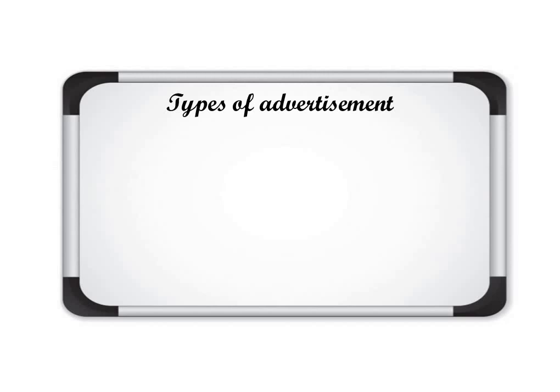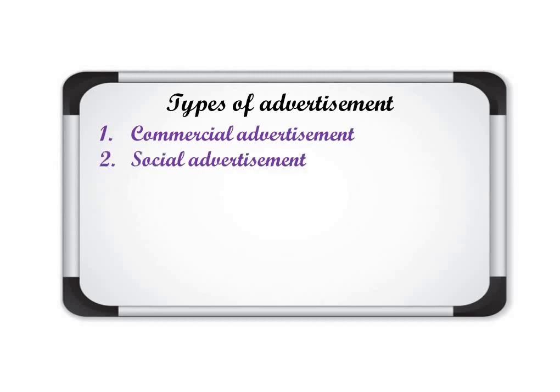Here we will be doing two types of advertisement. Number 1, commercial advertisement, and number 2, social advertisement. Commercial advertisement is basically done to gain profit, and social advertisement is basically done for the welfare of the public only. Okay, let's see one by one.